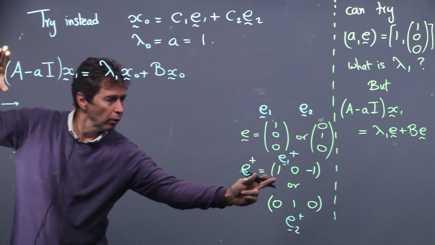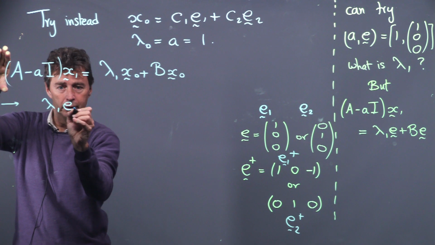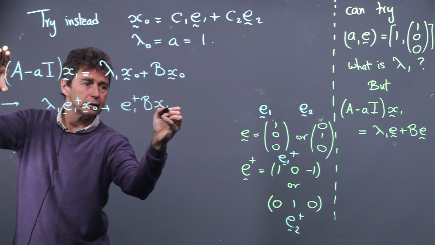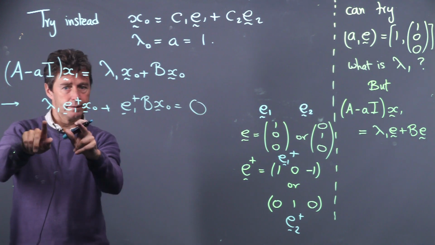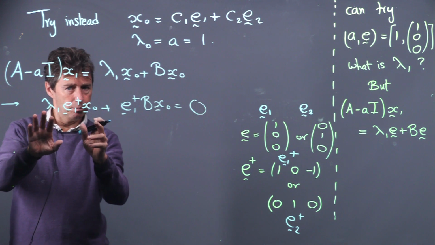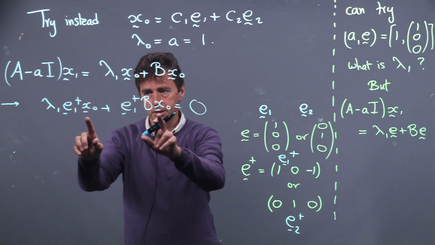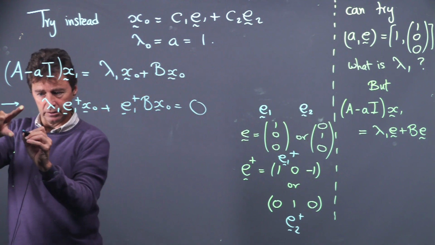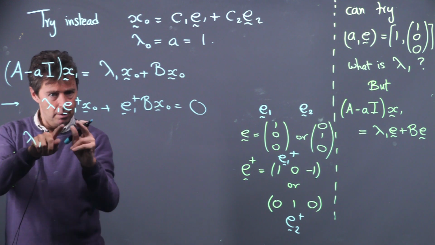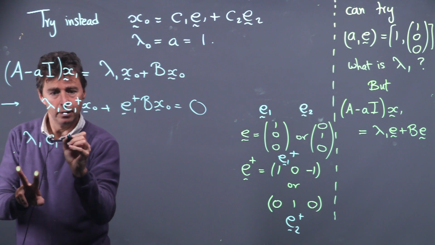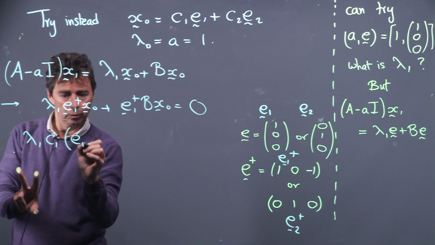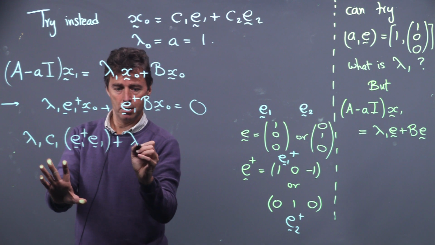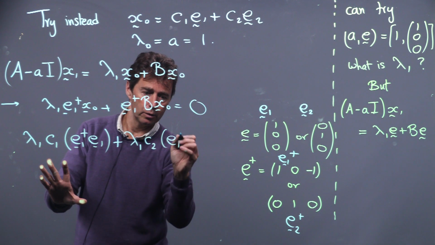If I do it with that one, I end up with lambda 1 E1 dagger x0 plus E1 dagger b x0 is 0. And I can solve for lambda 1, but there's not much point in solving for lambda 1 at this point because hidden inside the x zeros are some c's. So let's not do that. Let's just introduce this into the equation at this point. So I get lambda 1, and then I get c1, and then I'm going to get some number which is E1 dagger E1. Now I'm also going to get a lambda 1 c2 E1 dagger E2.